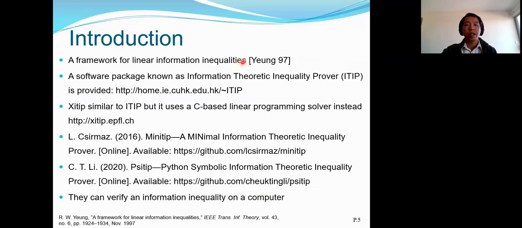So in 1997, Yeung proposed a framework for linear information inequalities. And then later on, Yeung and Yan developed a MATLAB program called ITIP, which can help us to verify an information inequality. After that, many other software packages have been developed, and they can help us to verify an information inequality on a computer. This is very nice. And now let me show you an example using XITIP to verify the inequality we have seen before.